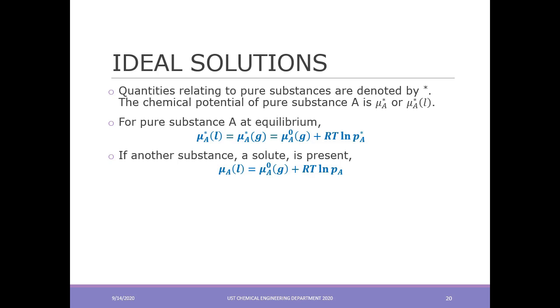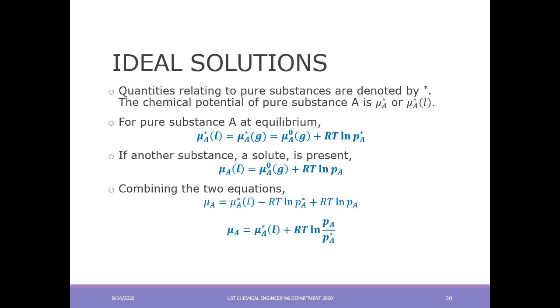Next, we combine the two equations to remove the standard chemical potential of the gas, which then results in this equation. Simplifying the terms with ln, we get the chemical potential of A in the solution is equal to the chemical potential of pure A plus RT times ln of the ratio of the partial vapor pressure of A in the solution and its vapor pressure as pure A.